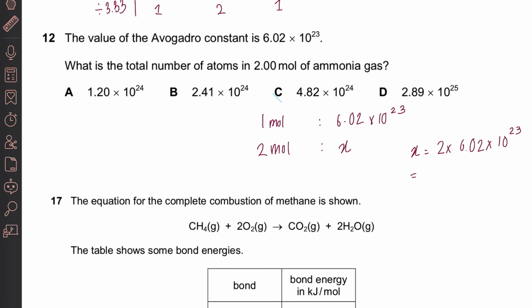That would be 12.04 times 10 to the power 23. So this is going to give you the molecules of ammonia, okay? NH3. So we have 12.04 times 10 to the power 23 molecules of ammonia, but notice that they're asking you for the number of atoms. So in one molecule you have 1 nitrogen and 3 hydrogen, so you have 4 atoms in total. Therefore you have to multiply this number by 4, and then the answer would be approximately 4.82 times 10 to the power 24. So you have 4.82 times 10 to the power 24 atoms in 2 moles of ammonia gas.